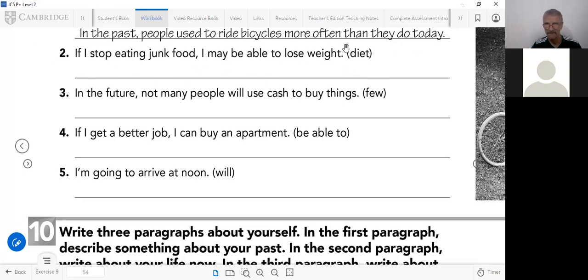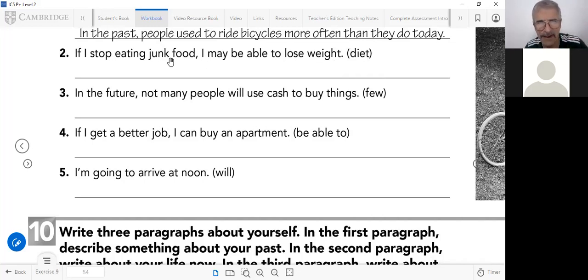Okay, give me a second. If I start to do a diet and stop eating junk food, I may be able to lose weight.